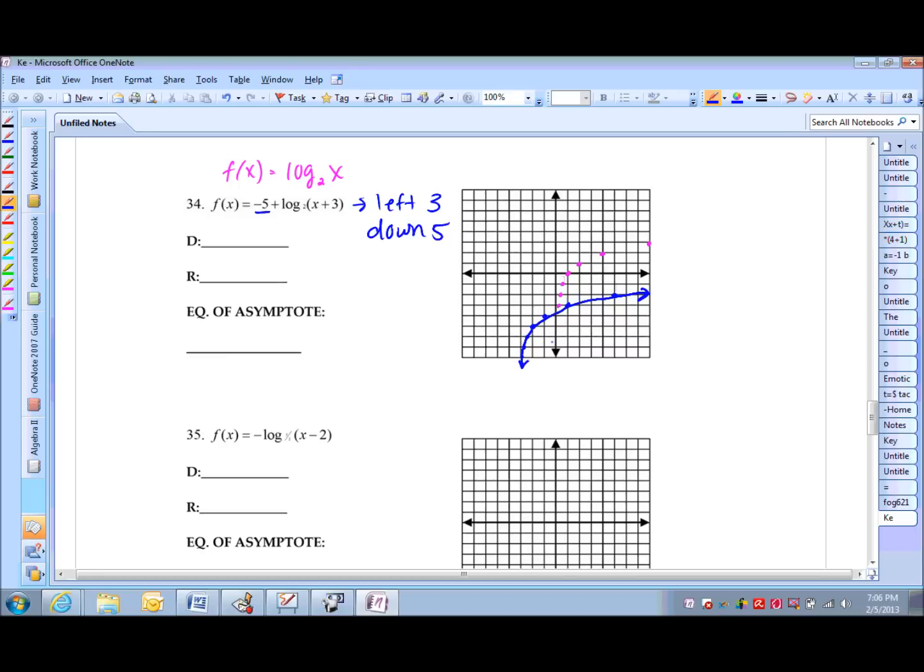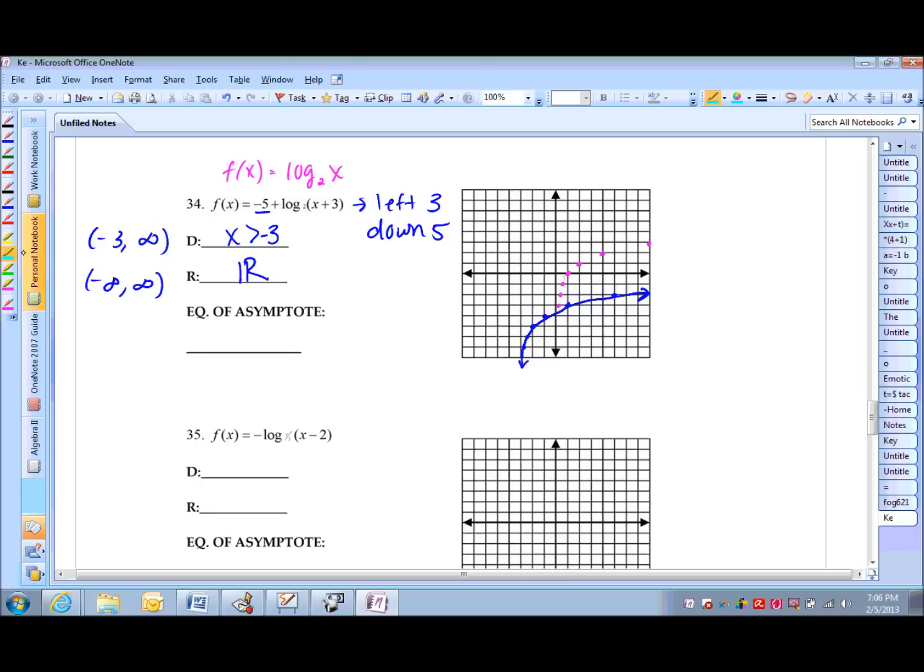Now, my domain, if you notice, all of my x values are going to be greater than negative 3. And all of my y values, it's going to keep expanding, so it will encompass every y value if you were to extend this graph out. In interval notation, you could write those as negative 3 to infinity, or negative infinity to infinity for the domain and range. I will accept either as an answer.